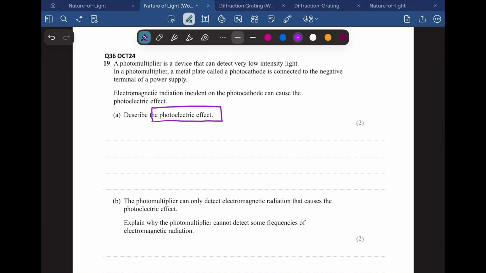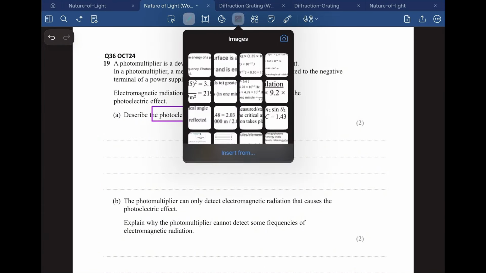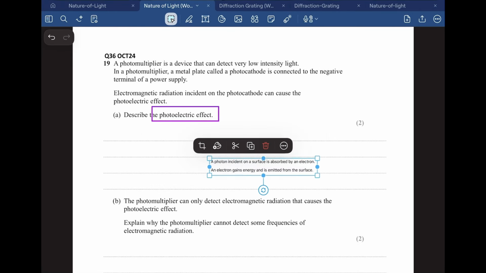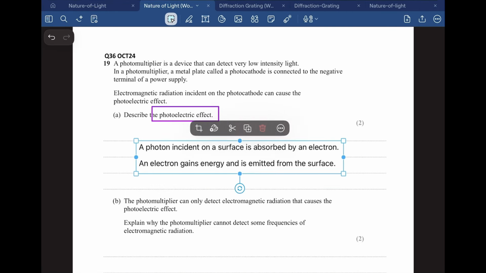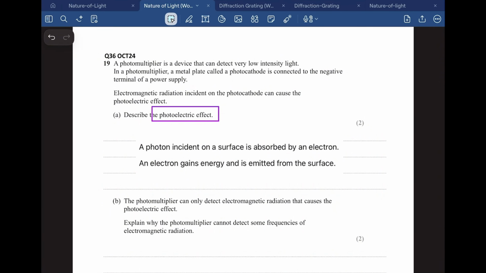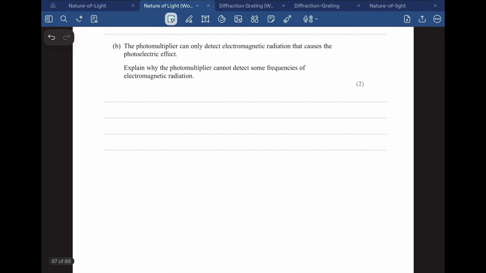So what do we know about the photoelectric effect? We know that a photon will be incident on a surface and the photon will be absorbed by an electron. That electron will gain energy and will be emitted from the surface. So that is going to be our answer: a photon is incident on a surface and is absorbed by an electron. That electron gains energy from the photon and is emitted from the surface.